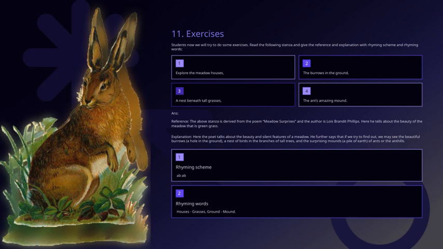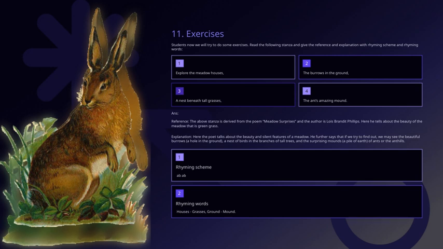Next, let's understand the explanation. The poet is pointing out the silent features of a meadow, things you might not notice at first glance. For example, if you observe carefully, you might see burrows in the ground where animals live, or a nest tucked away in the tall grasses. The poet also mentions the mounds created by ants, which are quite surprising and interesting to observe.